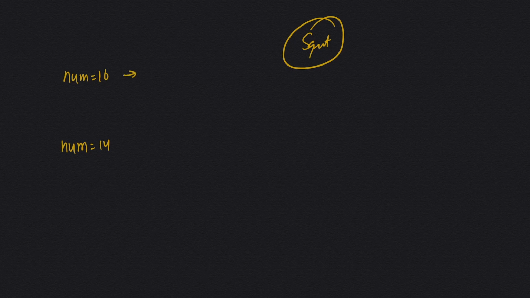The easiest way is I will start from 1. I will check whether square of 1 is equal to 16 or not. Then I will move to 2. I will check whether 2 square is equal to 16 or not. No. Then I will move to 3. And we can check whether 3 square is equal to 16 or not. No, that is not the case. Then I will check whether 4 square is equal to 16 or not. Yes. And then I will simply return true.